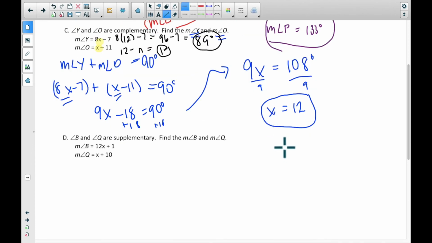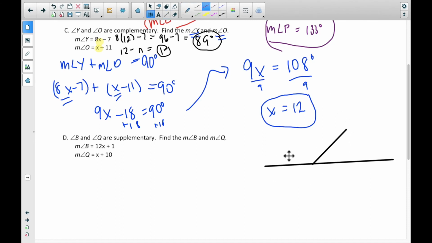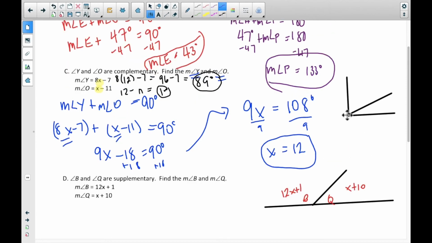Now on the last one, I did not draw a diagram, but if it helps you, you can certainly draw a diagram. So supplementary means they add up to 180, so maybe they look something like this. And so they tell us that angle B is 12x plus 1, and angle Q is x plus 10. And I'm just going to show you on this last one because, again, I didn't draw this in the first place, but maybe it'll help you visualize.